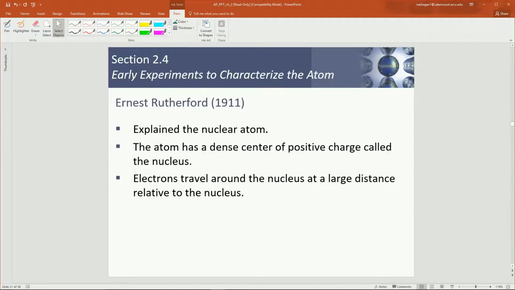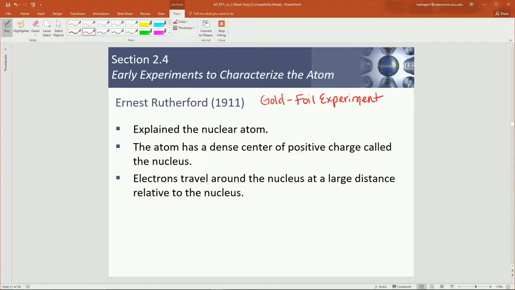The next experiment that we're going to talk about is Rutherford's experiment. Ernest Rutherford performed the gold foil experiment, which is what we always call it, which explained the nuclear atom. This made us understand that the atom actually has a dense center of positive charge that's called the nucleus.